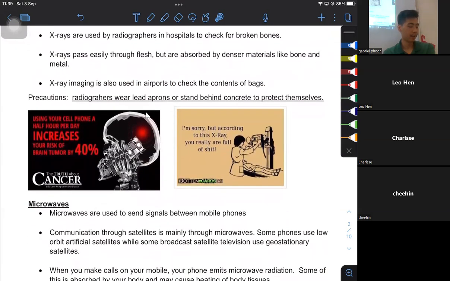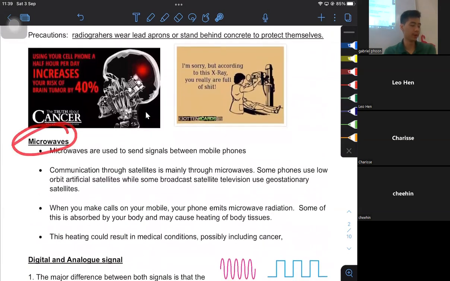Yeah. Then the next part here is basically the microwaves. Microwaves are used to send signals between mobile phones, right? Like I mentioned, microwaves are two-way communication, guys. Usually satellites are using microwaves, right? Even for all these telecommunication and everything, they are always going to use microwaves because you need to not only receive signal, they need to send signals as well, receive and send. So usually it's microwaves. Microwaves are used to send signals between mobile phones. Communication between satellites is mainly through microwaves.